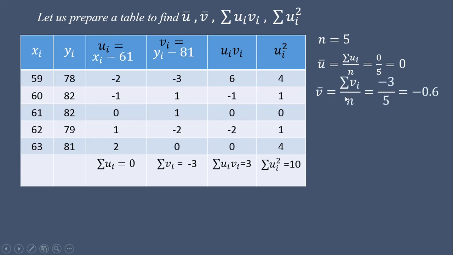Now v bar is equal to summation vi upon n. Summation vi, this value is here, summation vi is minus 3. We substitute here minus 3 upon 5, we get minus 0.6.